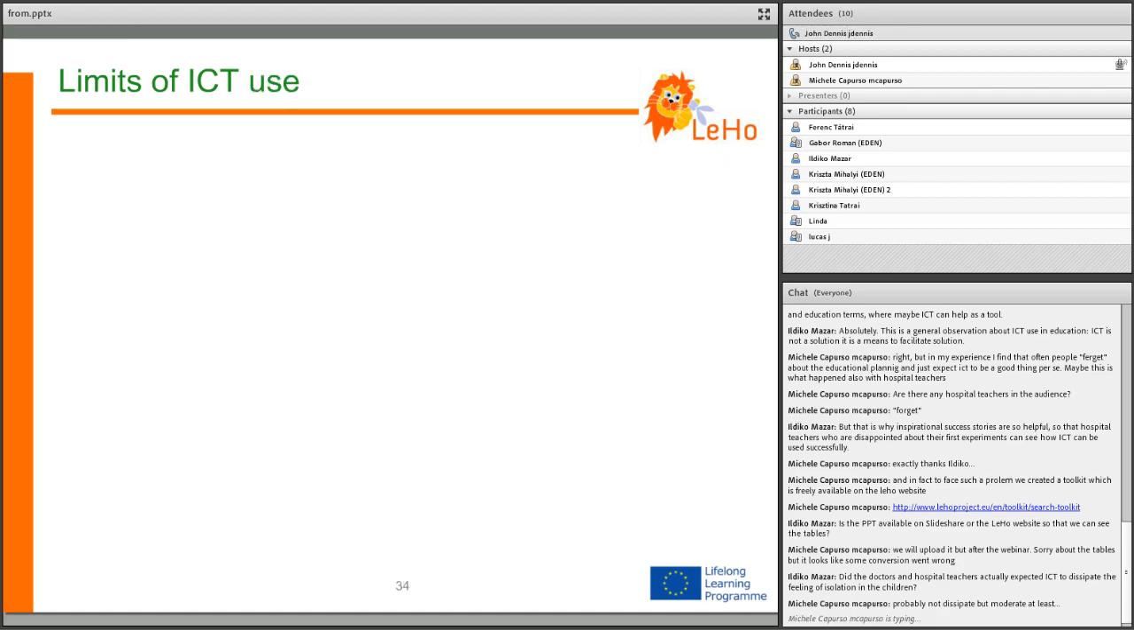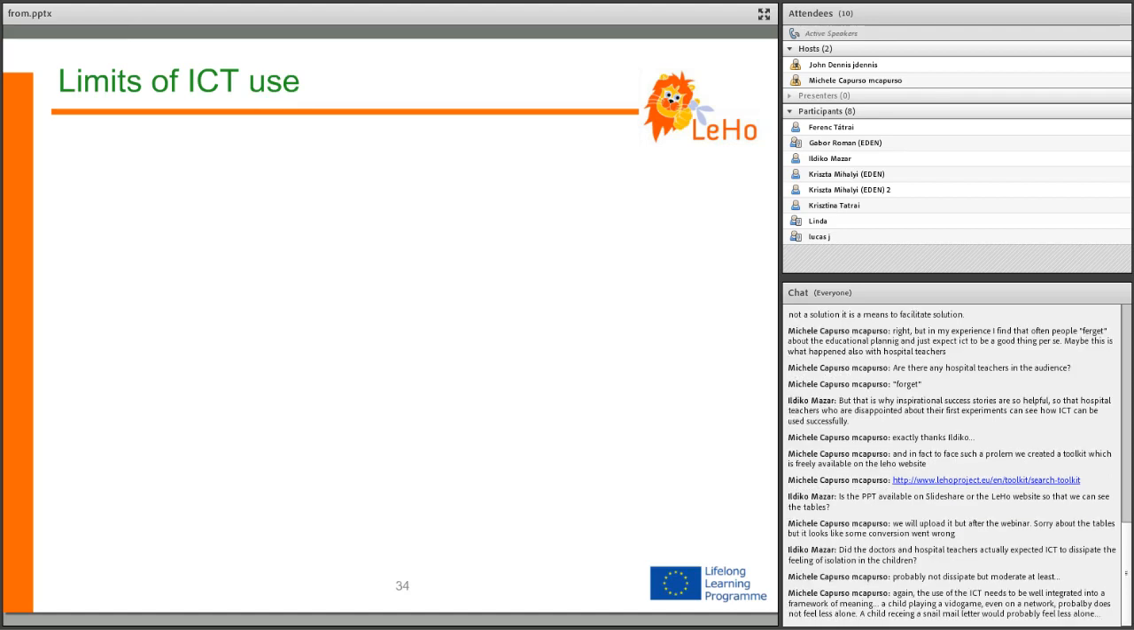On this table, you should have seen the limits of ICT. Now, it's pretty obvious that one of the things that ICT cannot replace is face-to-face interaction. In fact, when the second focus group talked specifically about the limits of ICT, this was the number one thing mentioned by the participants: the inability to replace face-to-face interaction.